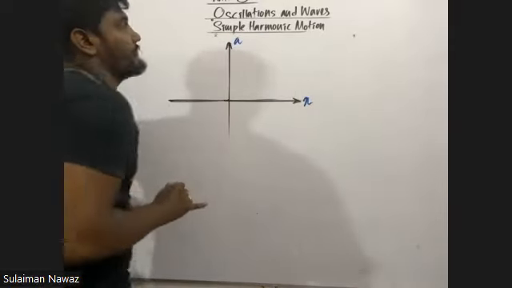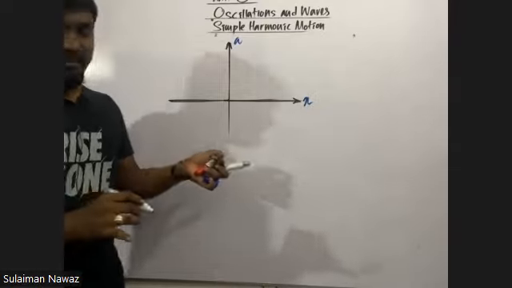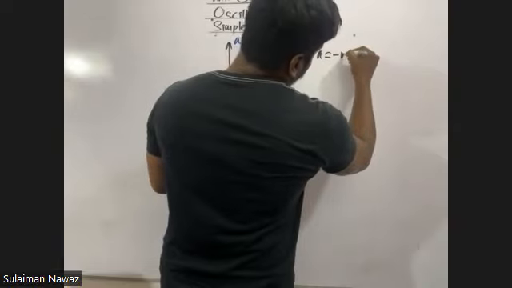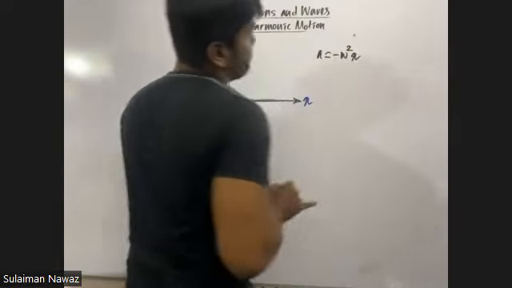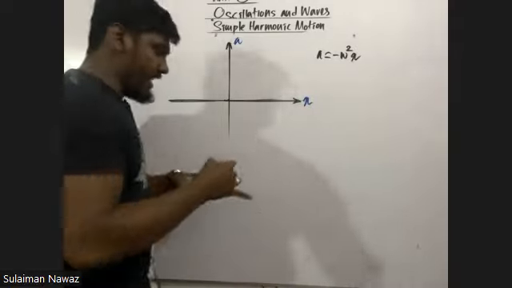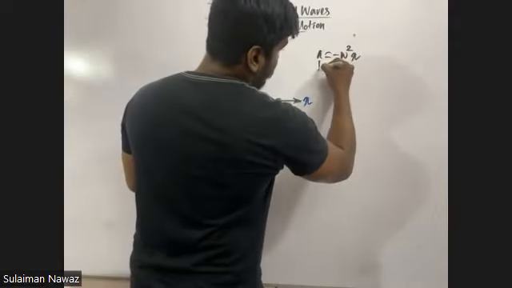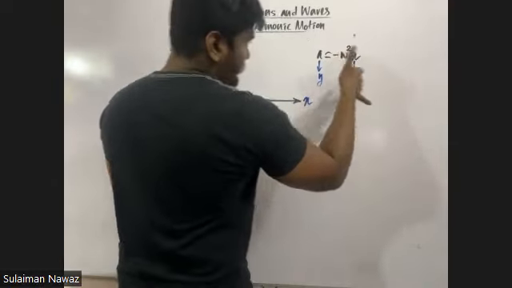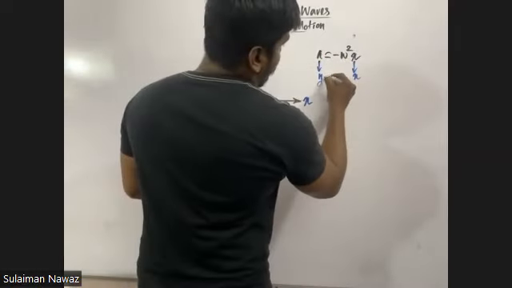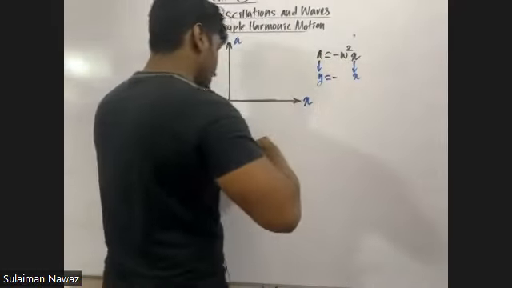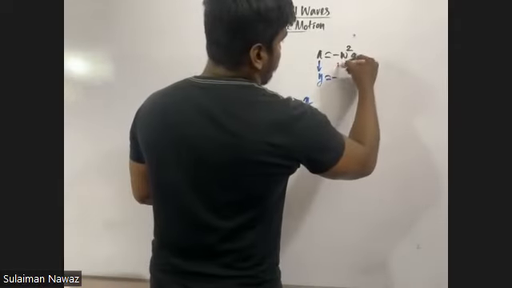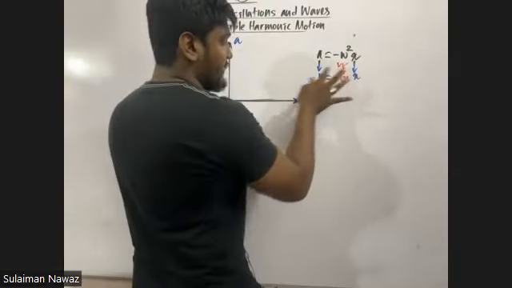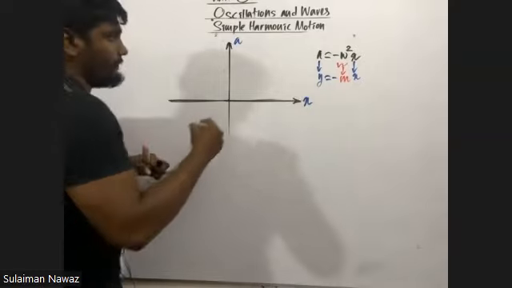Draw the graph quickly. Now we know the characteristic equation: acceleration equals minus omega squared x. Then your x-axis is your displacement x, and minus omega squared is your gradient. Simply, a y equals minus mx graph. Draw the graph.